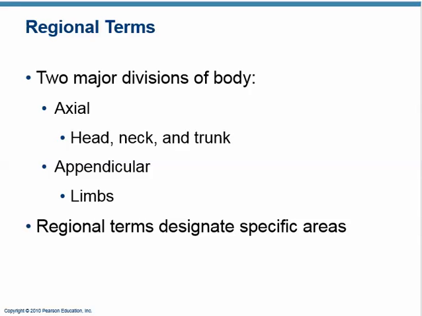We talk about things in regional terms, and we're going to see that a lot of the anatomical names refer back to these regions. The body is divided into two major divisions. There's the axial part of the body, which is the head, neck, and trunk, and the appendicular, which is the limbs, the arms and the legs. And the regional terms are used to really designate specific areas of those major divisions.